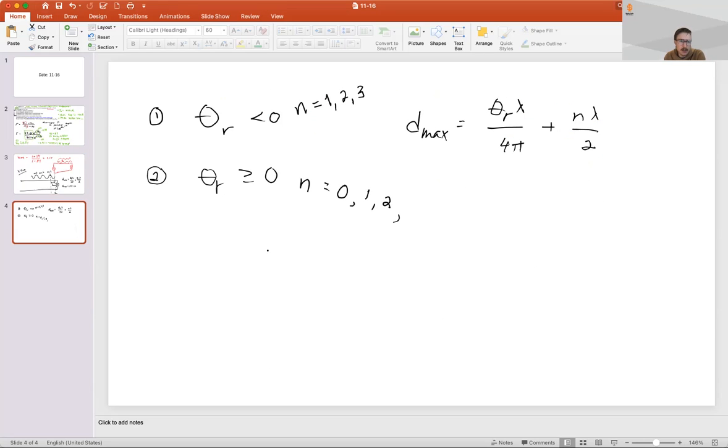And similarly, if we want to find the current maxima, the current maxima occurs at voltage minima.